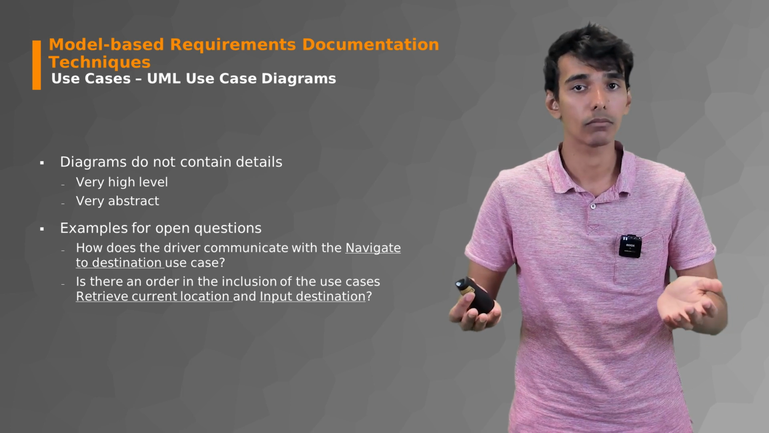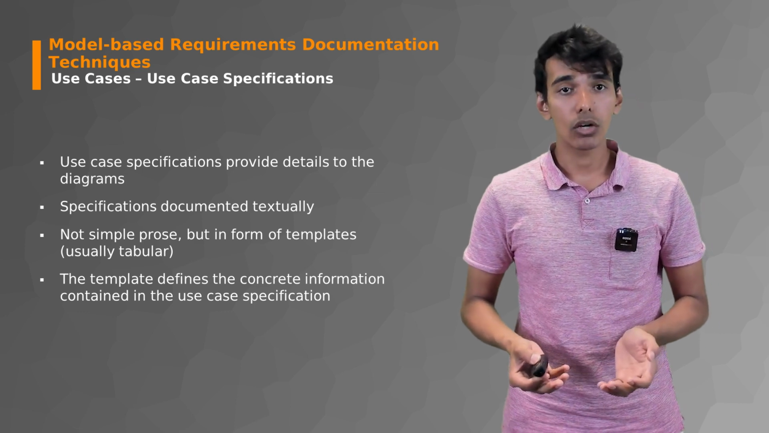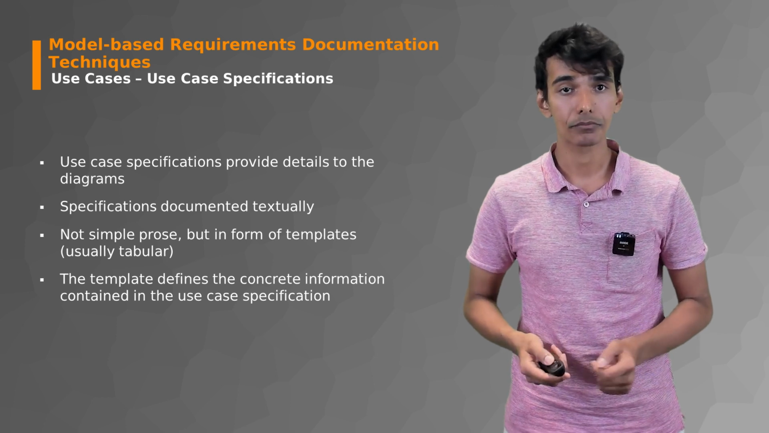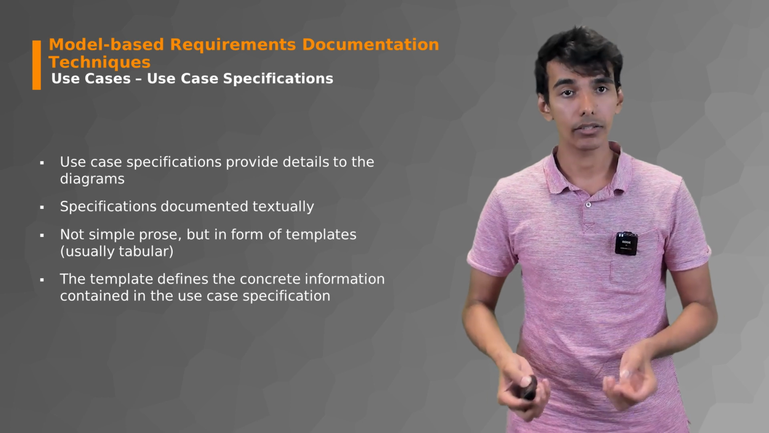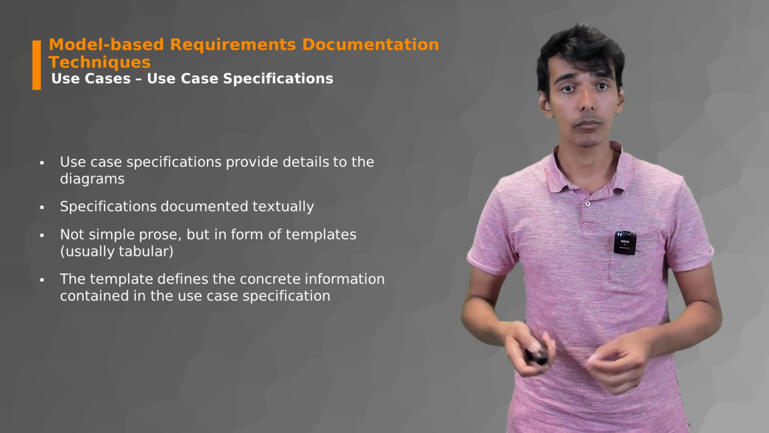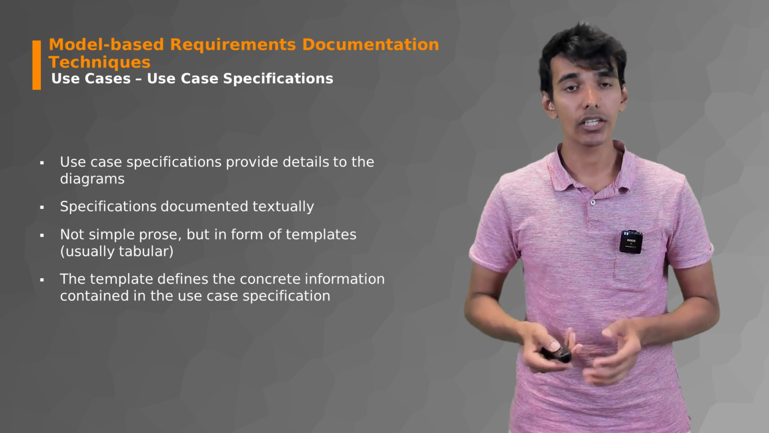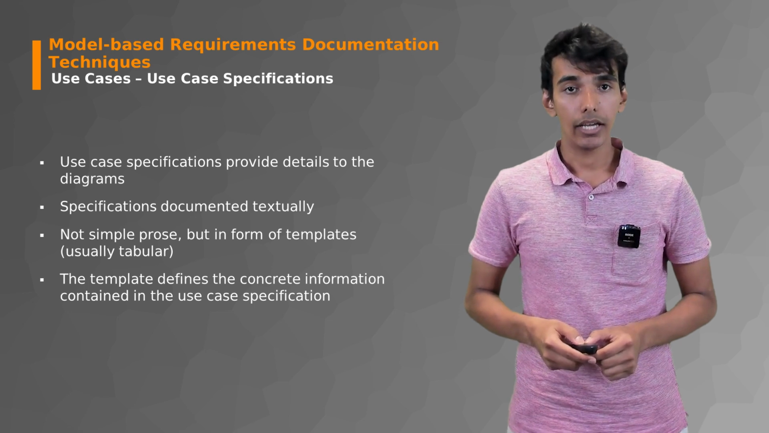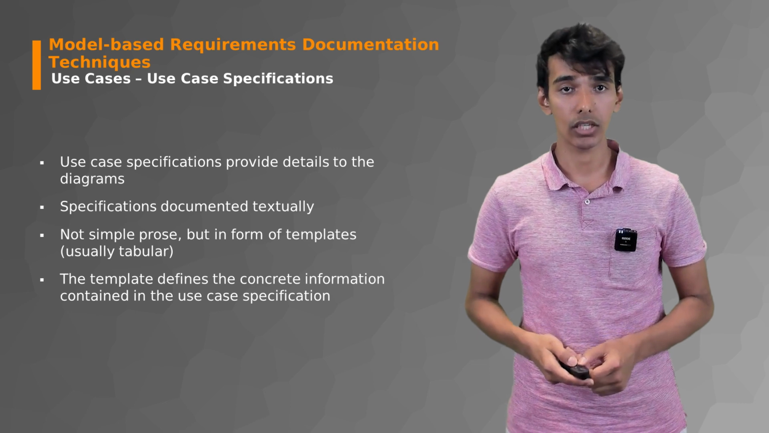There is no clarity from just this diagram alone, which is why we have this concept of use case specification, which are also important to be used in conjunction with your diagrams. So this information that was missing is something that's provided by these use case specifications. And unlike diagrams, these are documented textually. So it's not just simple prose like an essay, but it's generally in the form of templates which are in tabular formats. And these templates will define concrete information that are contained in the use case specification.